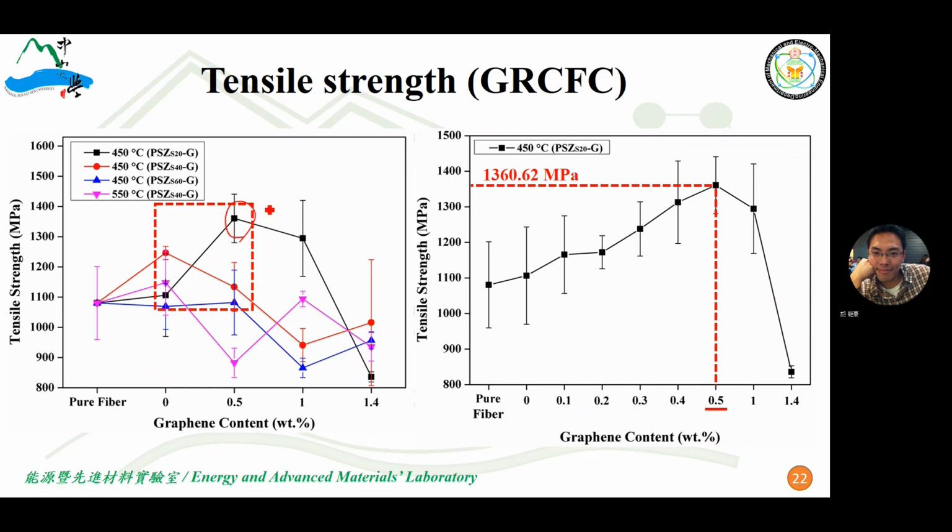Right here, it's the pure carbon fiber, without any coating. And this is a carbon fiber with the preceramic coating without any graphene content. And when the graphene content reaches 0.5%, it has the highest tensile stress. And while the similar result is that when the pyrolysis temperature increases, the tensile stress decreases, right here.